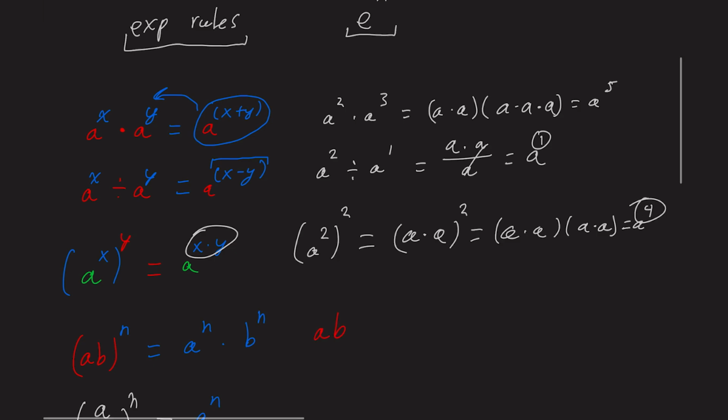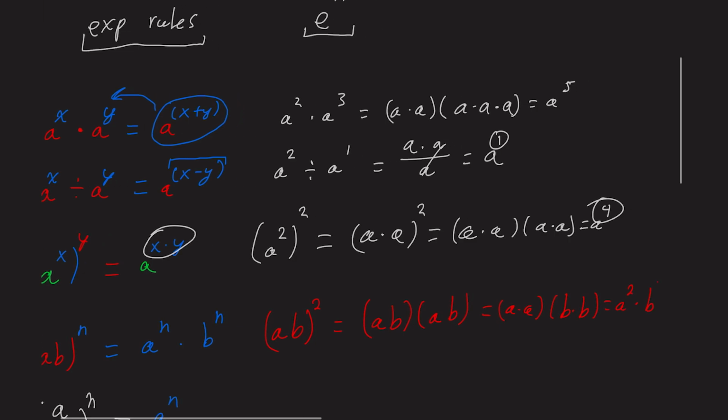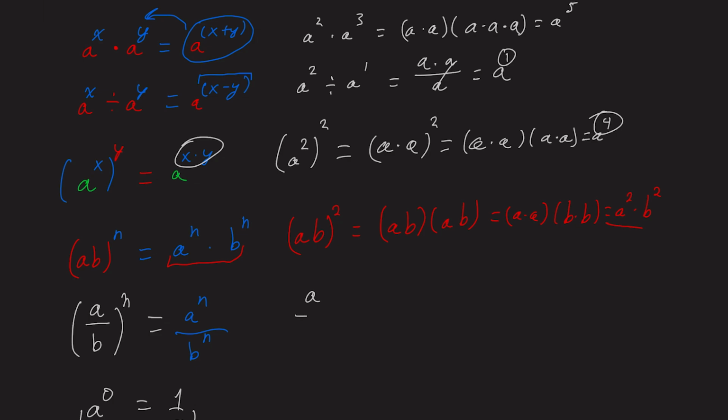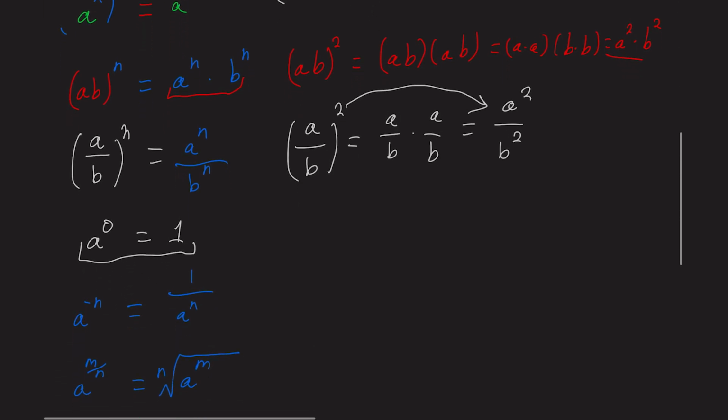If, let's say, I am dealing with (ab) squared, then that is equal to a times b multiplied by a times b, which can be rewritten as a times a multiplied by b times b, which is equal to a squared times b squared. If, let's say, I have (a over b) squared, that's going to equal a over b times a over b, which is equal to a squared over b squared. You see? Distributes very nicely.